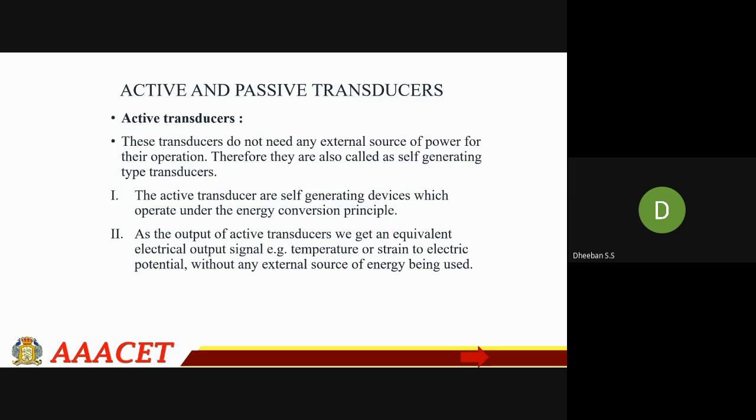So moving on to the active transducer. These transducers are not in need of any external source. So actually they are called self-generating transducers. The active transducers are self-generating, which operate under the energy conversion principle. The principle used over here is nothing but the energy conversion principle. As the output of active transducers, we get an equivalent electrical output. So the first primary thing is you don't need any kind of external supply.